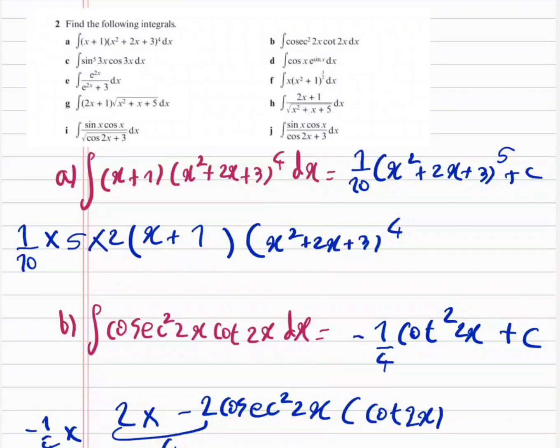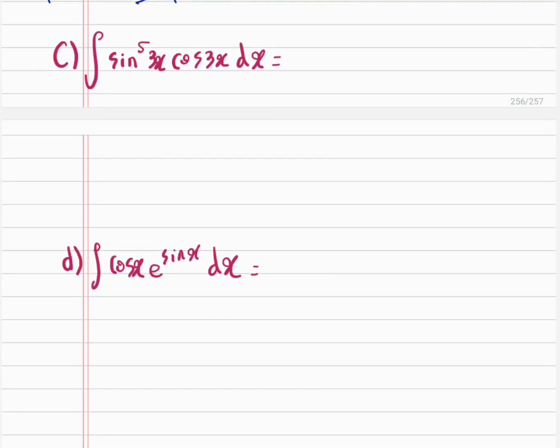Hi everyone, this video is Exercise 11, Question 2, and in this video I'm going to do parts C and D. So in part C we want to integrate sin^5(3x) times cos(3x).